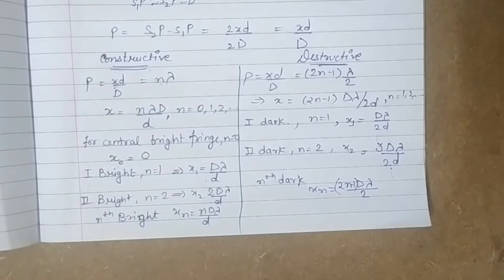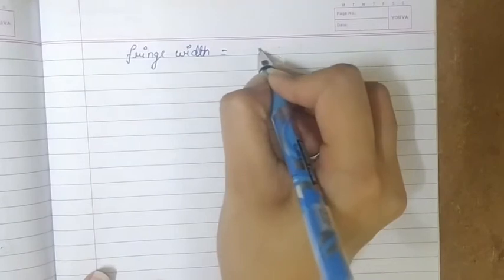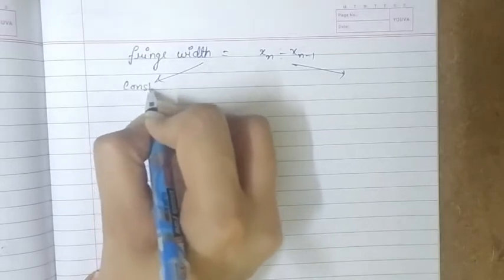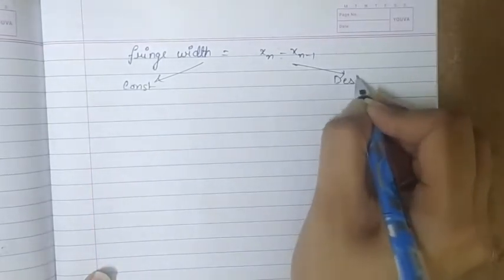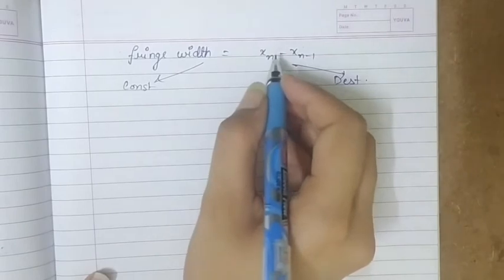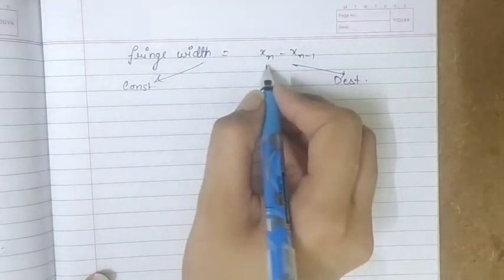For fringe width, we have to find the difference of the nth and (n minus 1)th fringe positions. To find the fringe width, we take the difference of these positions at n and n minus 1. So we'll find it for both the constructive and destructive cases. For the constructive case, this xn is equal to n D lambda over d.